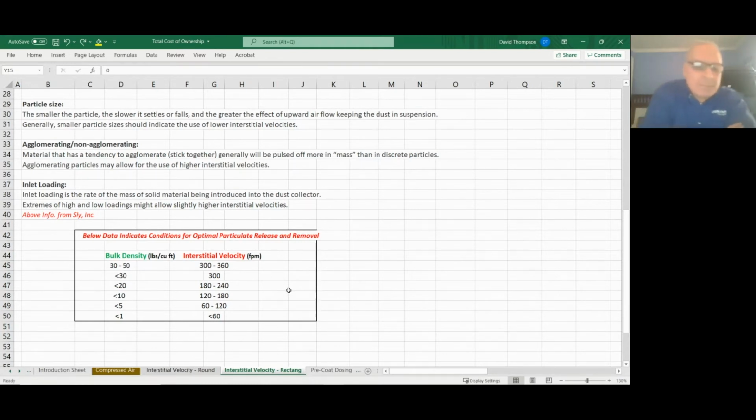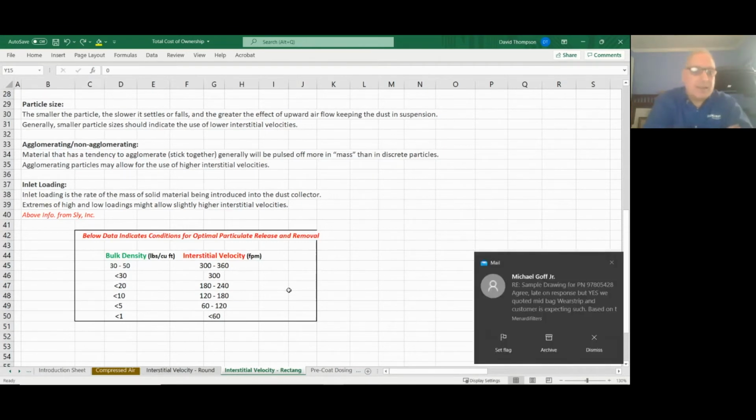So it's important that you try to adhere to these ranges. Particle size is critical. Agglomerating or non-agglomerating material, critical. Inlet loading, critical. Moisture in the system, critical.